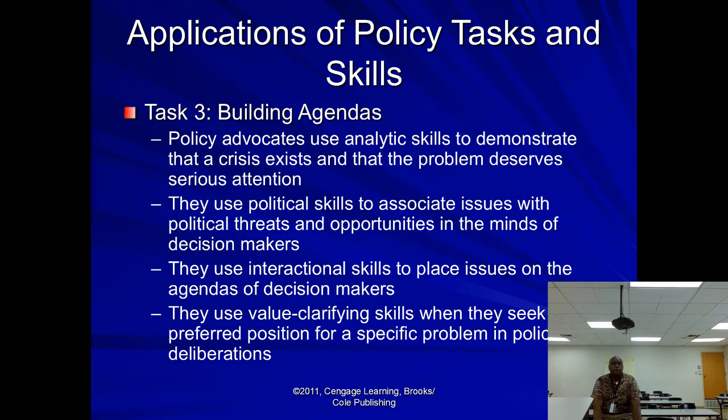Task number 3, building agendas. This is how policy advocates build agendas. They use analytic skills to demonstrate that a crisis exists and that the problem deserves serious attention. They use political skills to associate issues with political threats and opportunities in the minds of decision makers. They use interactional skills to place issues on the agendas of decision makers. They use value clarifying skills when they seek a preferred position for a specific problem in policy deliberations.